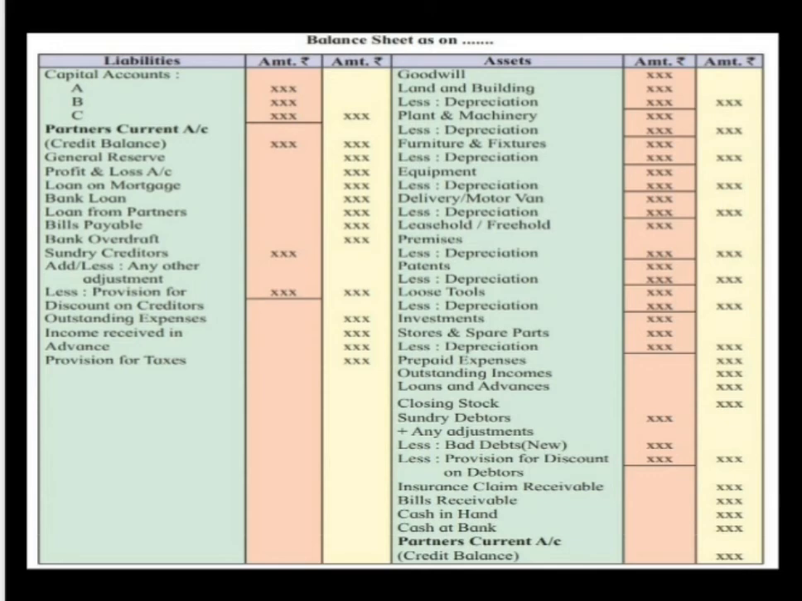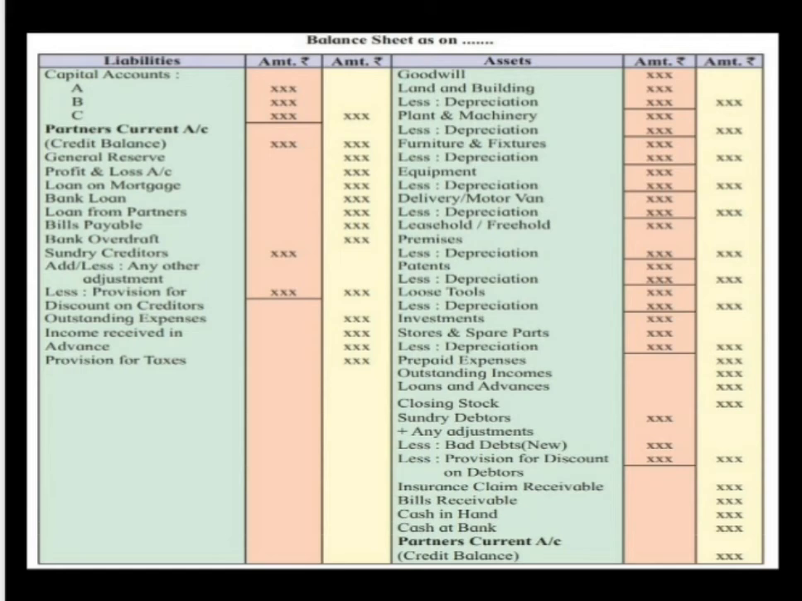Plant and machinery, less depreciation. Furniture and fixtures, less depreciation. Equipment, less depreciation. Motor van, less depreciation. Freehold premises, less depreciation. Patents, less depreciation. Loose tools, less depreciation. And then come to the investments part. Investment is there. Then stores and spare parts.